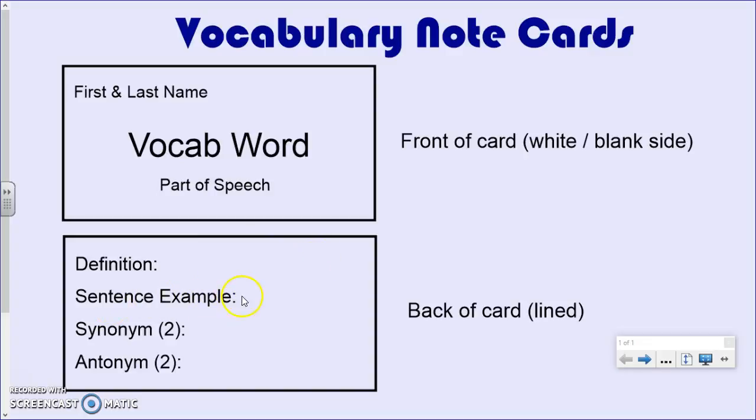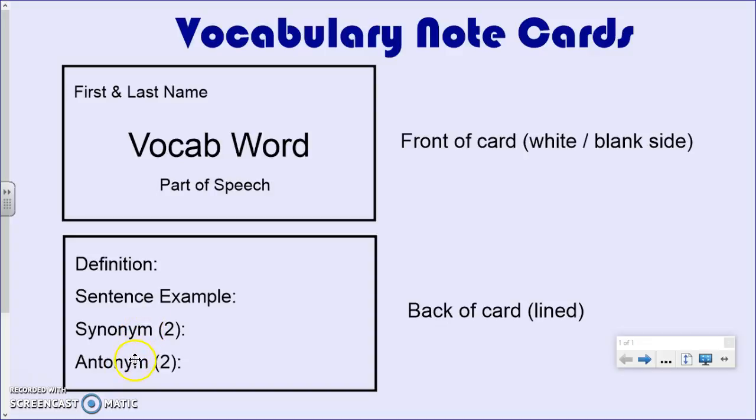Do the sentence example, and this is your sentence. It's not the sentence from the textbook or from the Wordly Wise workbook. It's not the sentence you find online. It's a sentence that you're writing that's within your words, so that you're getting more samples to go with it, and then 2 synonyms and 2 antonyms for the word.